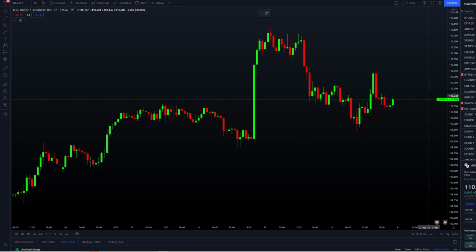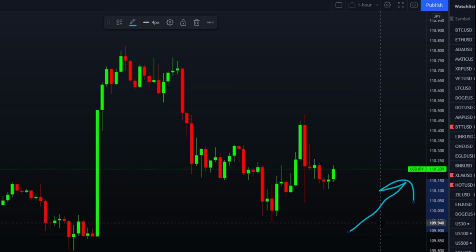So as you can see here we have a whole other number. The USD JPY right now is around 110. So this means that $1 is worth 110 Japanese yen. So as you can see here we still have the US dollar, but now we are measuring in another currency. So this will give us a whole other number.